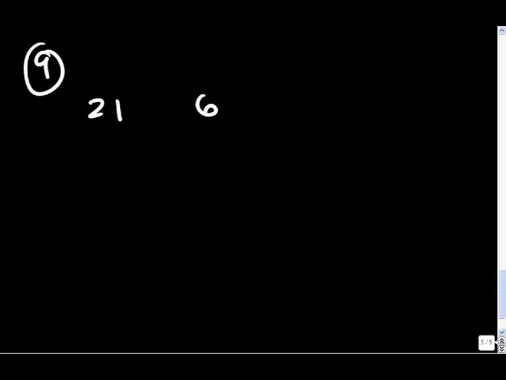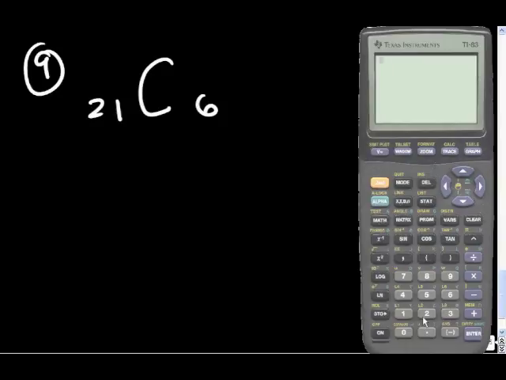Now, in lotteries, you don't care about the order. So since the numbers are different, this is either a combination or a permutation. We don't care about the order. That makes this a combination problem. This will give us the total number of sequences of 6 numbers taken from a pool of 21 numbers. Using our TI calculator, 21C6, we find there's 54,264.